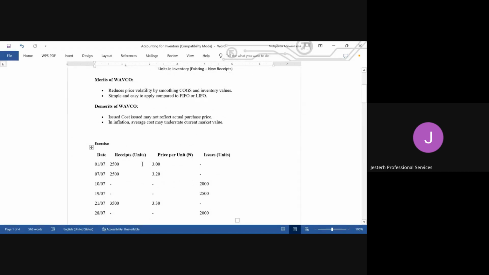Now, we'll move directly to the exercise so that this explanation that we just gave will help us know how the weighted average works. So I'm going to share my working sheets, then we can start. I want to be fast so that it will not take much of our time tonight. Just give me a few minutes while I share my working sheets.